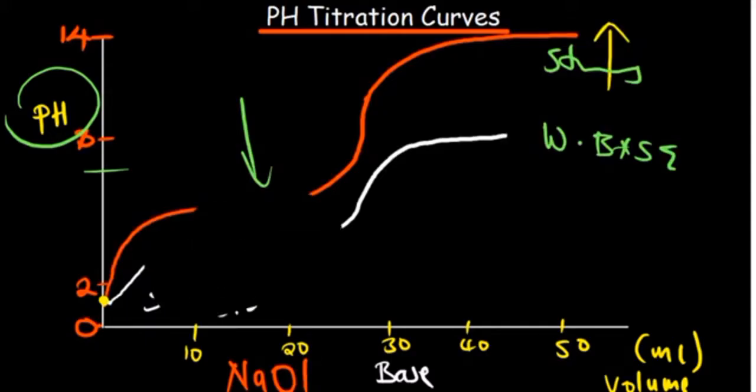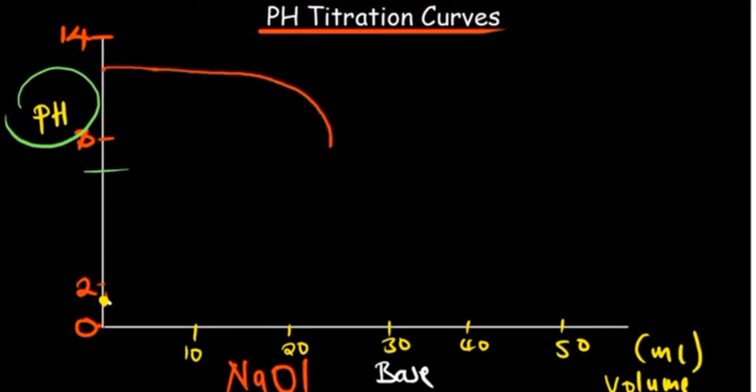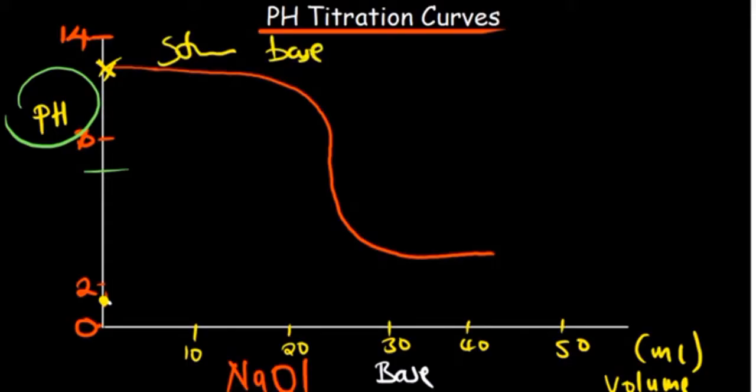So let's picture this. Something like that. Now let's say we are starting from the top, and then we drop like this, and then like this. Of course, in this case, the fact that we are starting above 7 and closer to 14 tells us that initially we add a strong base. So that is what you need to know.